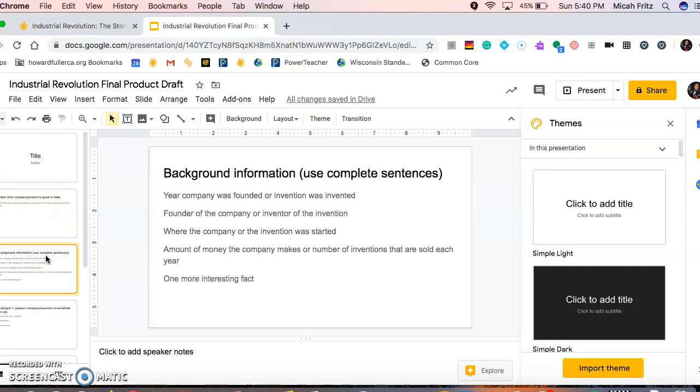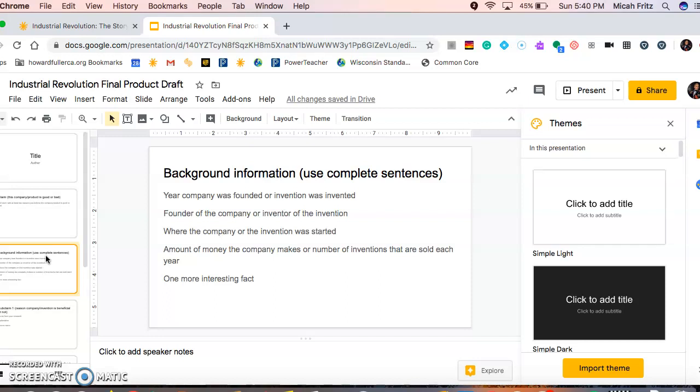Step number 3, slide number 3, you want some background information, okay? I know we didn't do this on our research checkpoint, but it's good to have some background information for the viewers of your slides, okay? So some background information might be something like the year the company was founded. If you're doing an invention, you could put down the year that this invention was created. It's also good to have the founder of the company if there's a specific person. Same with the invention. Where this company or invention was started, like what country or state, if it's in the United States.